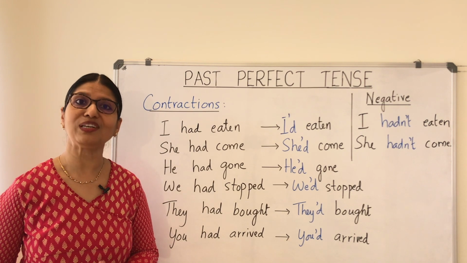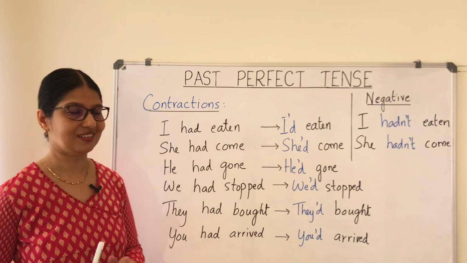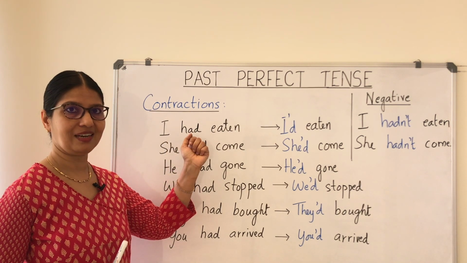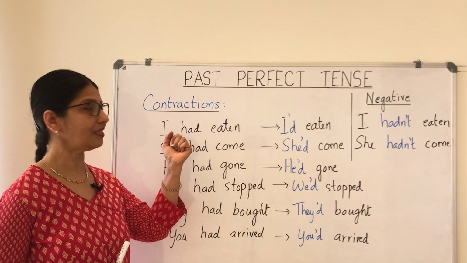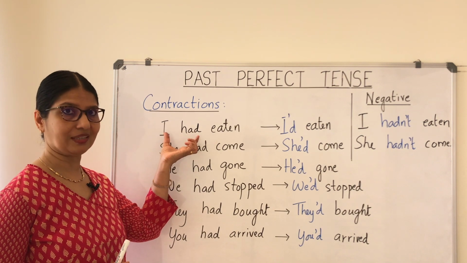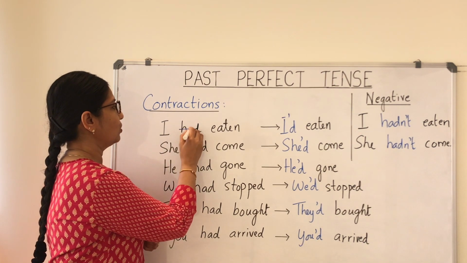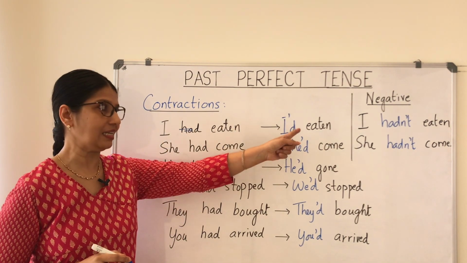Now let's focus on the formation of contractions. So here you have the positive sentence, I had eaten. And how do we contract it? You put these two words together, and you remove HA. So you have I'd eaten.